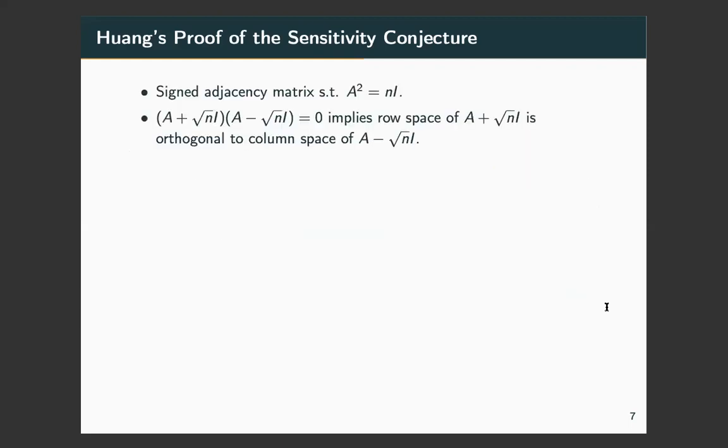Now that we have A squared equals nI, we have that A plus square root n I times A minus square root n I is equal to 0, which implies that the row space of A plus square root n I is orthogonal to the column space of A minus square root n I. Since both of these are subspaces of R^(2^n), one of these subspaces has dimension less than or equal to 2^(n-1).